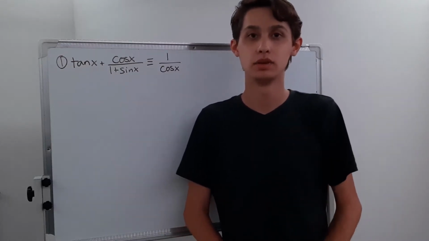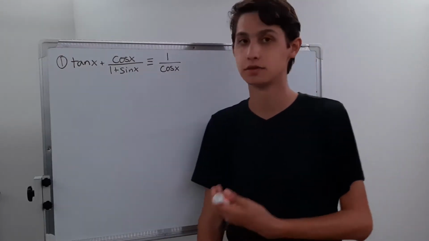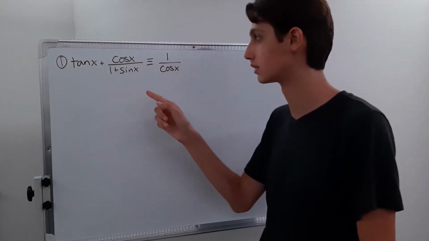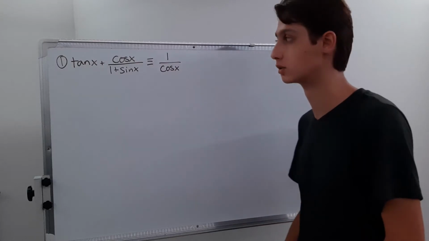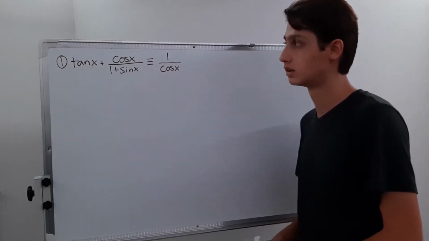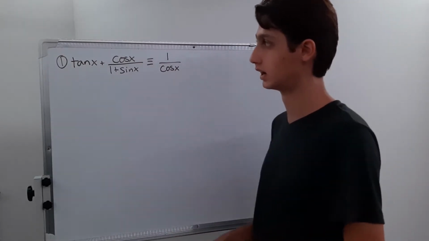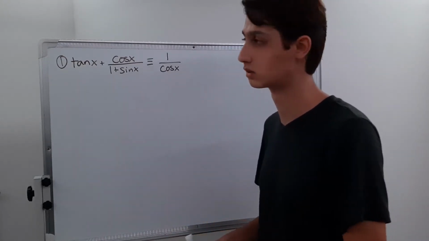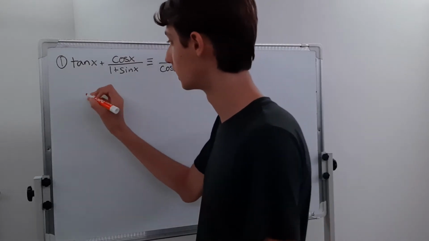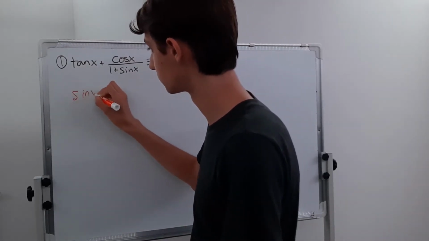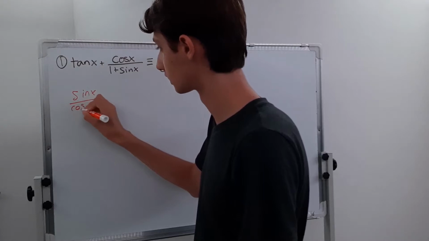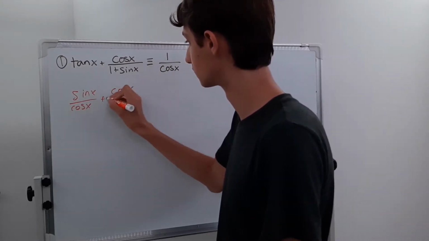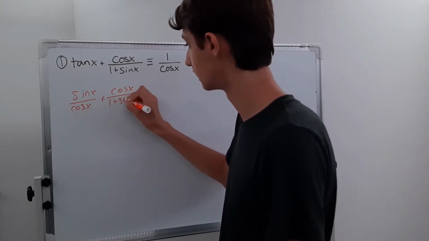Alright, so today we're going to be doing some trig proofs, and the first problem we have here is tangent of x plus cosine of x over 1 plus sine of x is equal to 1 over cosine of x. Well, you can look at this in a way where you can change tangent of x into sine of x over cosine x. So let's just do that and see what we can end up with. So we got sine x over cosine x plus cosine x over 1 plus sine x.